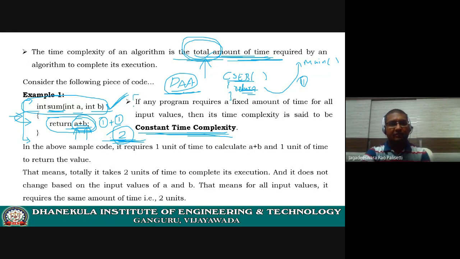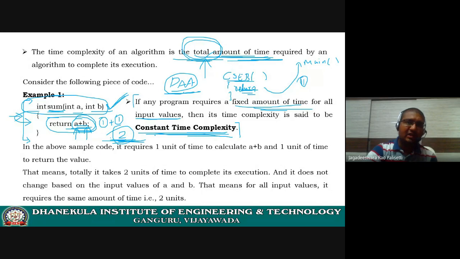See the definition they gave for the time complexity. If any program requires a fixed amount of time for all input values, whatever the type of value you give to that program, the time complexity of the program or the algorithm will not change. Hence, those types of time complexities are considered constant time complexity. The name indicates that the time complexity of the algorithm or program will not be changed.